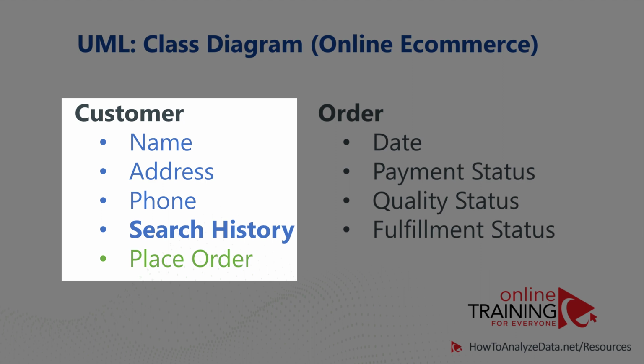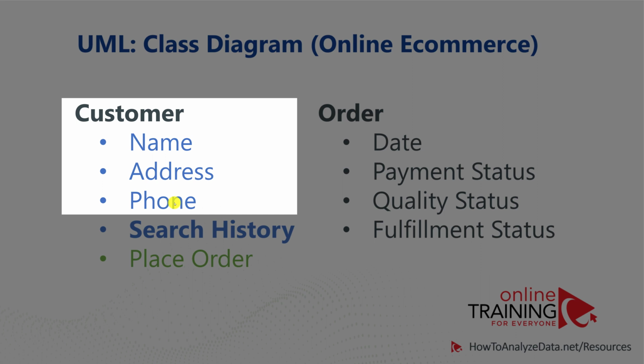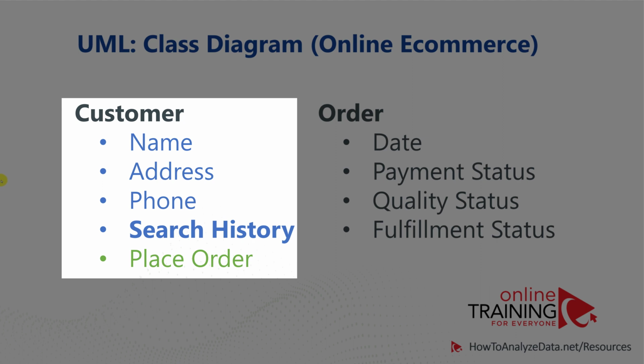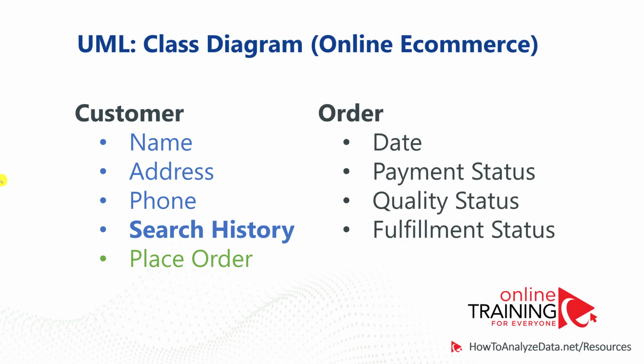I would like to pinpoint a couple of considerations for the customer class. A customer always has name, address, and phone, and typically this is a single one-to-one relationship between the customer and these types of attributes. Search history done by the customer on an online e-commerce website typically represents multiple items. I highlighted the first 4 items on the list in blue, indicating that they are attributes of the class, versus placing an order, which is something that is done by the customer as an action.